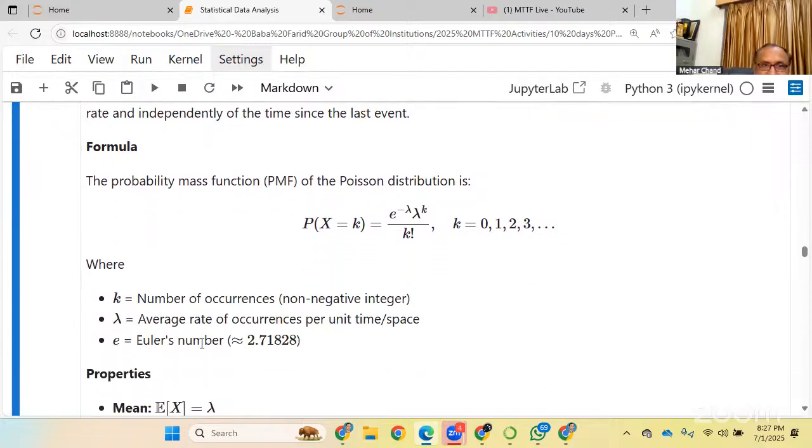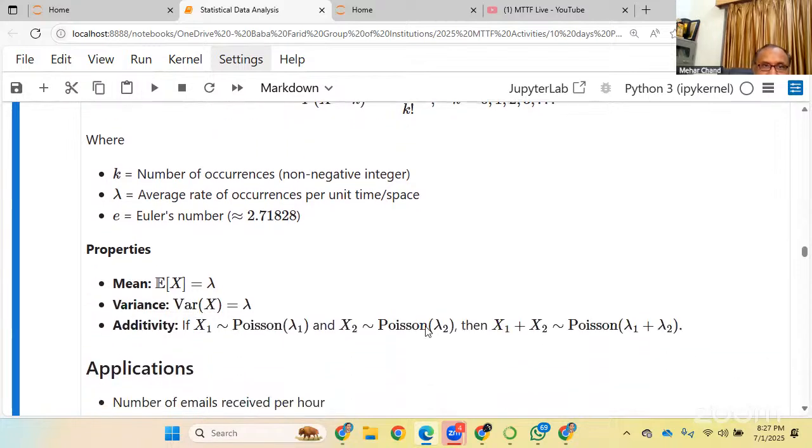And here k is the number of occurrences, a non-negative integer. Lambda is the average rate of occurrence per unit time or space. And e is the Euler number, which is approximately 2.71828. These are the properties: mean is equal to lambda, variance is also equal to lambda, and additivity. If X1 is Poisson lambda 1 and X2 is Poisson lambda 2, then X1 plus X2 is Poisson lambda 1 plus lambda 2.